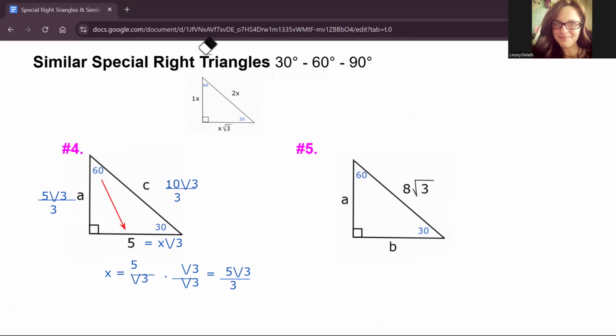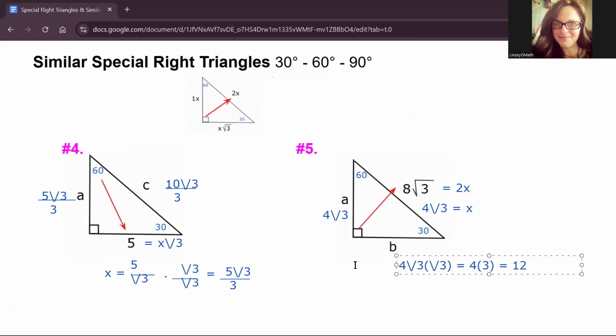And number 5, they gave us the hypotenuse, which is equal to 2 times x, the scale factor. So we'll divide by 2. 8 divided by 2 is 4 square root 3, which is equal to x, our scale factor. The opposite side of 30 is 1x, so 4 square root 3. And b is equal to x times square root of 3. So 4 square root of 3 times the square root of 3. And square root of 3 times square root of 3 is just 3. And 4 times 3, we get 12 for b.